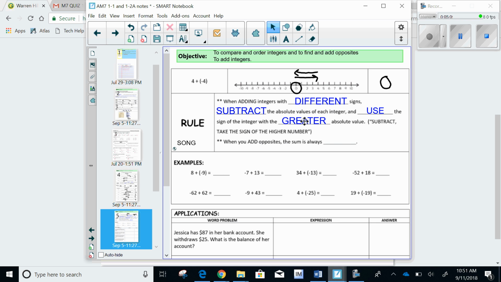Also, you can see from that last example that when you add opposites, the sum is always 0. And that's called additive inverse as well. And try your examples here. Pause the video while you do the problems and then hit play to check your answer.